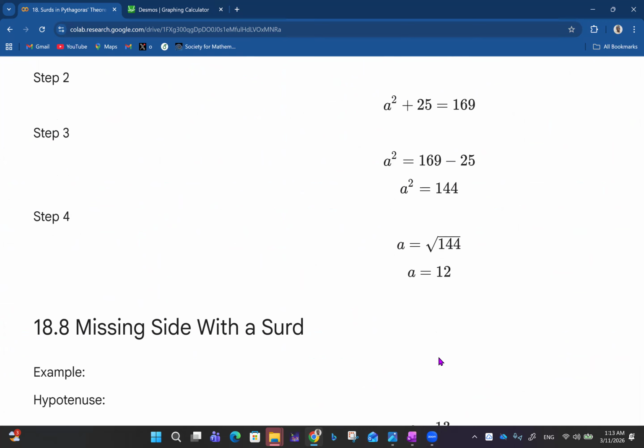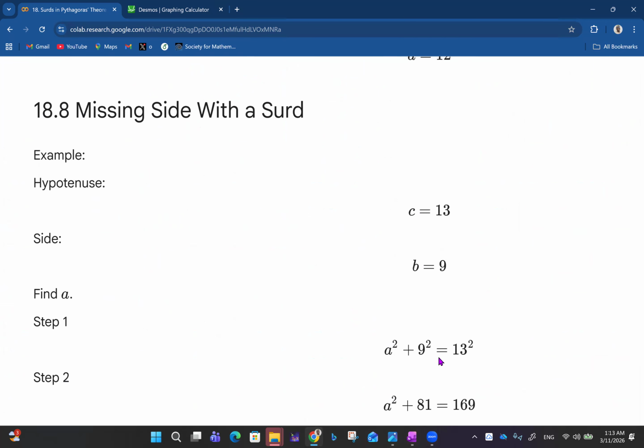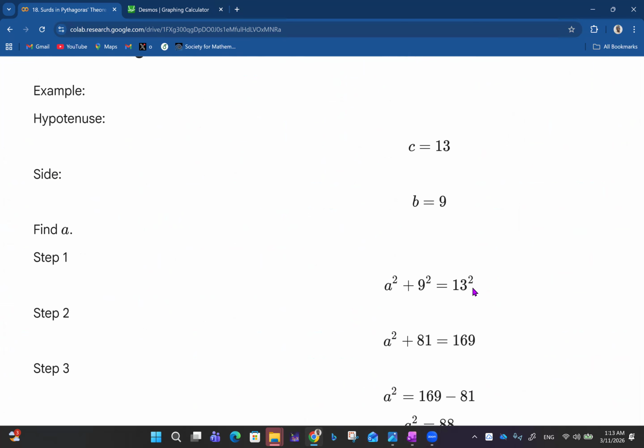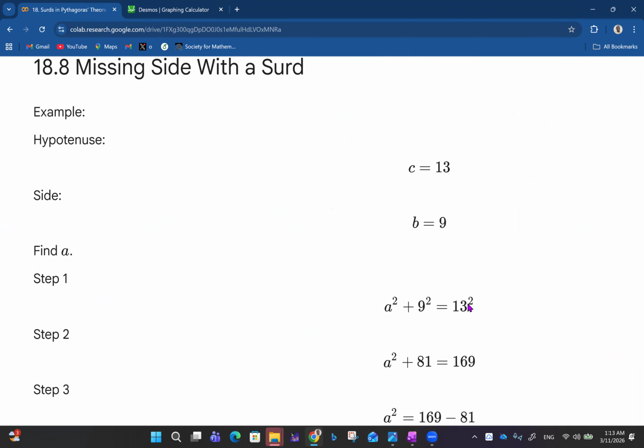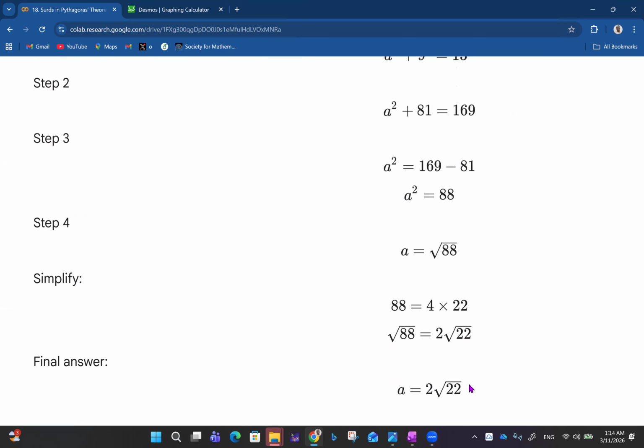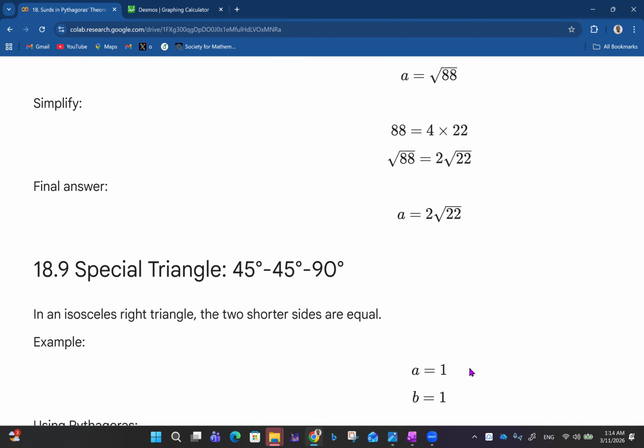Now we can also have a missing side with a surd. So imagine now that you have the hypotenuse C equals 13 and B is 9. So again, of course, A squared plus 9 squared equals 13 squared. That's A squared plus 81 equals 169, because 9 squared is 81, right? And 13 squared is 169. So A squared is 169 minus 81, so A squared equals 88. And from 88, it's easy to see that the biggest perfect square factor is 4. So 88 is 4 times 22. So the square root of 88 is the square root of 4 times the square root of 22. That's 2 root 22, and you have 2 root 22 as the answer there.